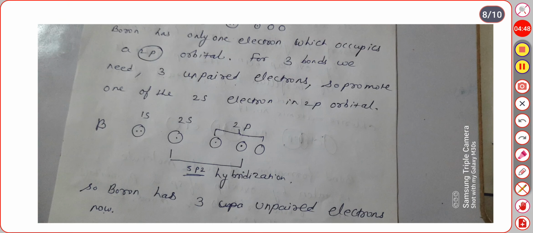Now boron has only 1 electron which occupies a 2p orbital, as you can see in the diagram. Now for 3 bonds, we need 3 unpaired electrons. So promote one of the 2s electrons to the 2p orbitals. You can see in the diagram. Now there are 3 unpaired electrons and it is known as sp2 hybridization.